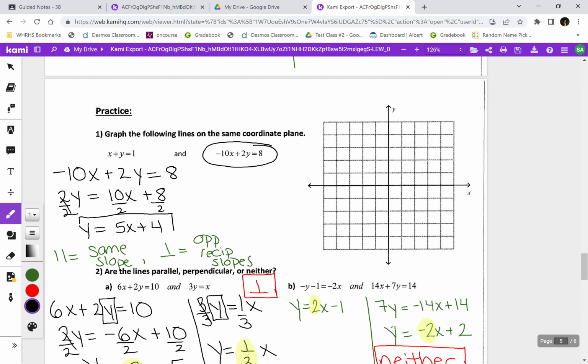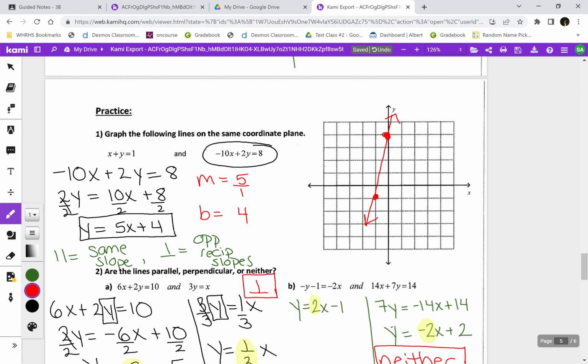All right, how many people got y equals 5x plus 4 as their slope-intercept form? Perfect. So now when you go to graph this, your slope is 5/1. Your y-intercept is 4. So you start on the y-axis, go up 4, and then from there, you're supposed to go up 5 to the right 1. But is there room to go up 5 to the right 1? No, so we got to go the other way. Instead of going up 5 to the right 1, we're going to go down 5 to the left 1. You got it. And then you connect with a line, and there's your line.